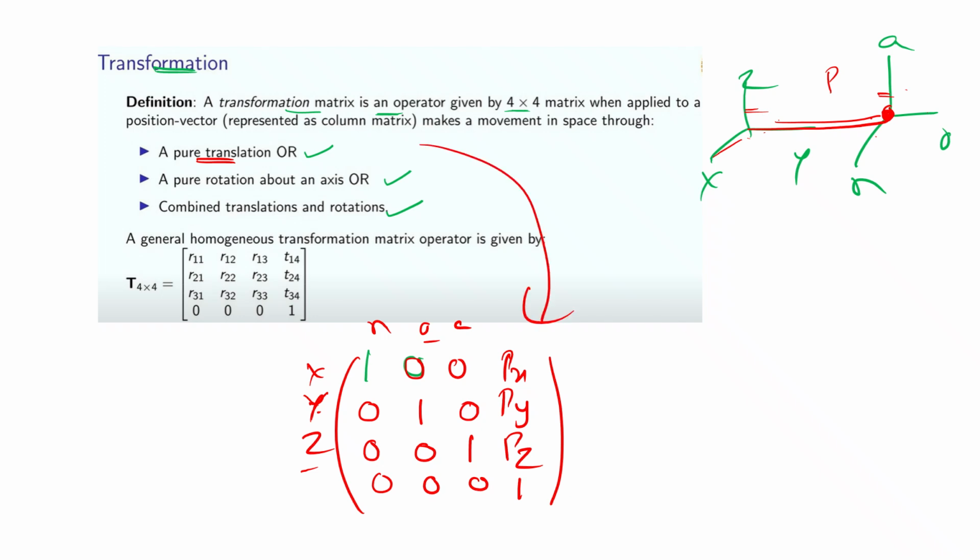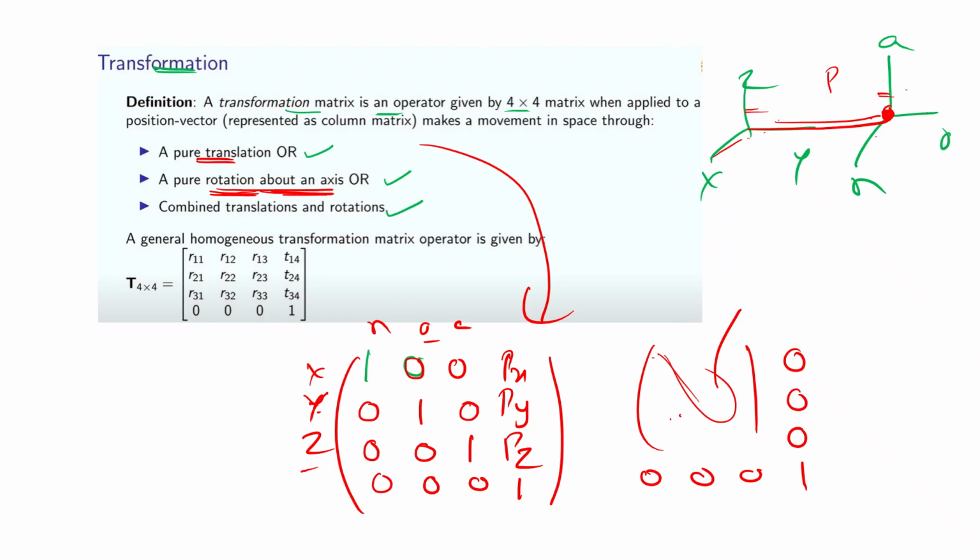Next one is a pure rotation. Okay, pure rotation means you have some values, but in the translation part, it is 0, 0, 0, 0, 1. Okay, so we are going to see how to represent a transformation matrix about an axis. So here this content says rotation, but it is rotated about either the x-axis, y-axis, or z-axis. We are going to do that. So this is the matrix for pure rotation, but no translation.